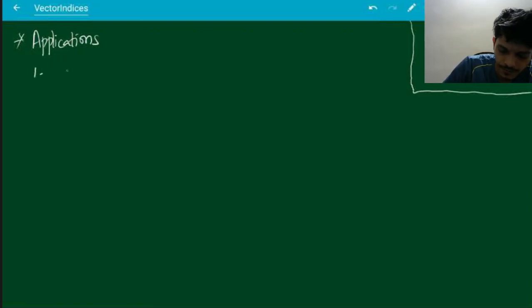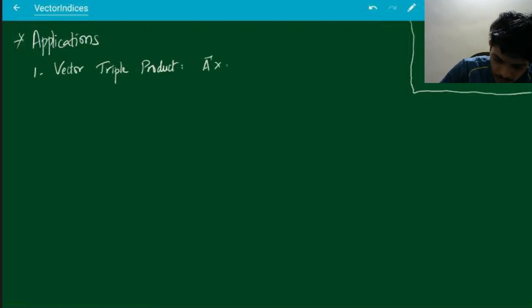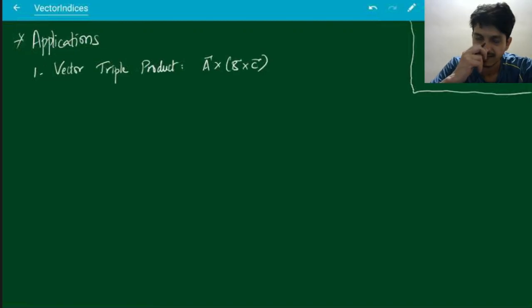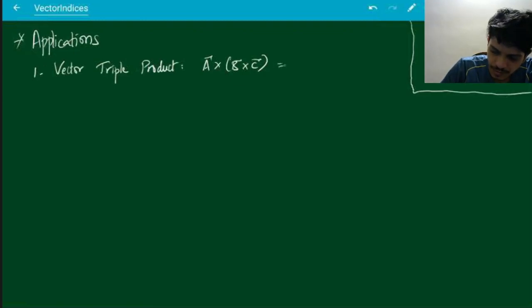So let's take the vector triple product, which is A cross B cross C. And this is given by the BAC minus CAB rule. What is that? I think it's this.